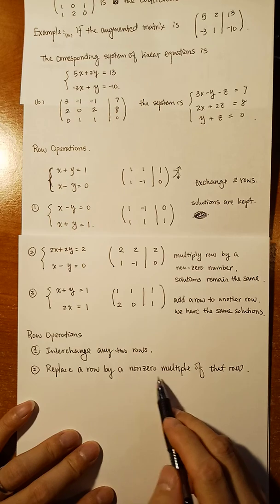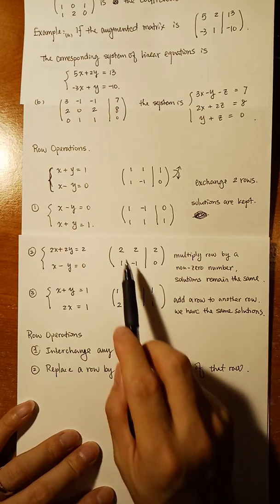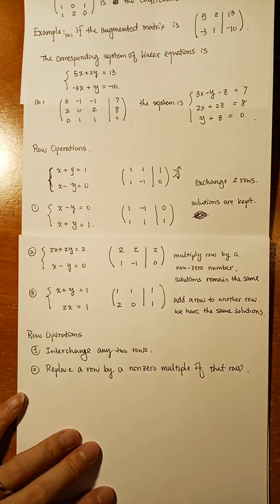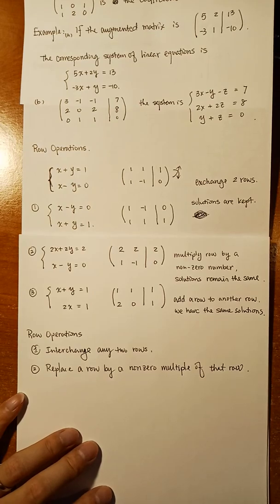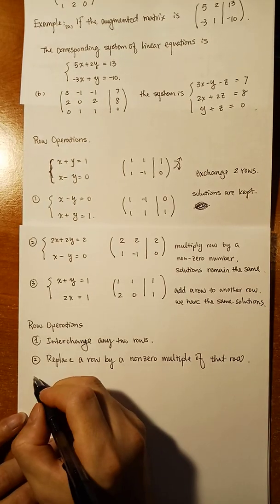Replace a row by a non-zero multiple of that row. That just means you multiply this row by a non-zero number. And 3.